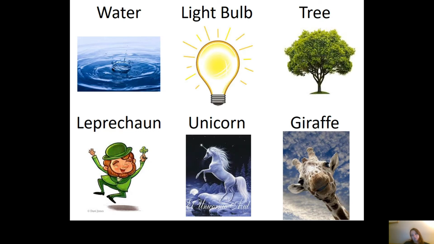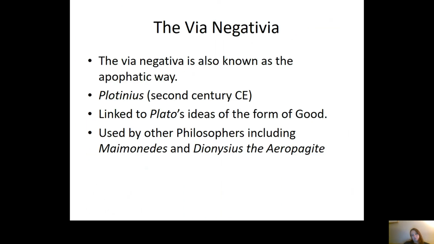Okay, so the via negativa is also known as the apophatic way, as I've said, and it's a way of talking about God or theological ideas only using words that say what God is not. There are a few philosophers linked to this, but it's not just attributed to one person. The earliest one is someone called Plotinus, who we don't know very much about. We haven't studied him in any other part of the course, and we won't. This is the only time his name appears. He was around 2nd century CE.